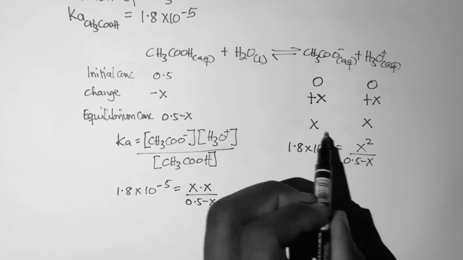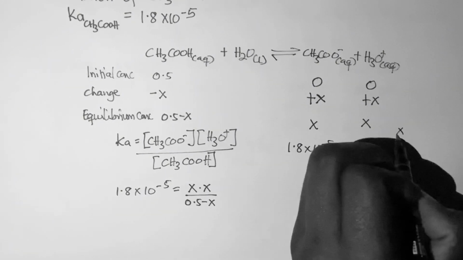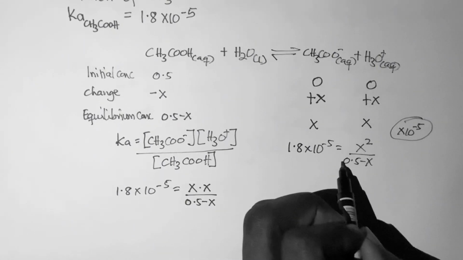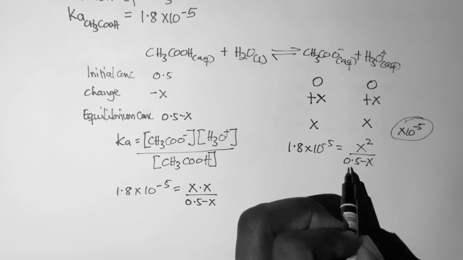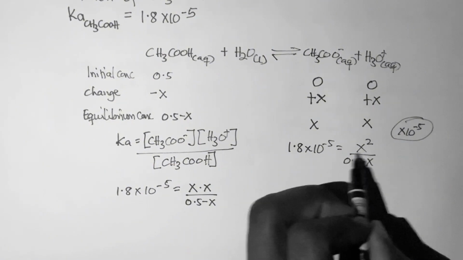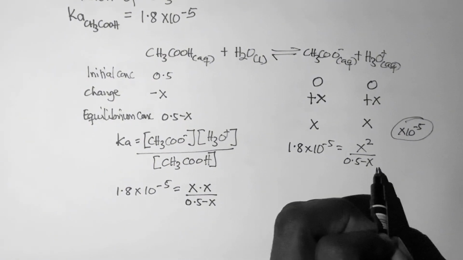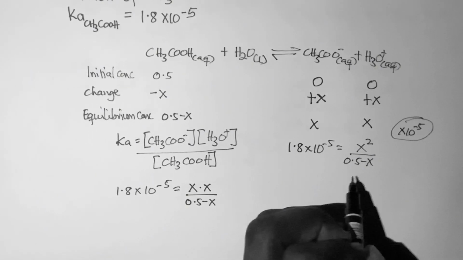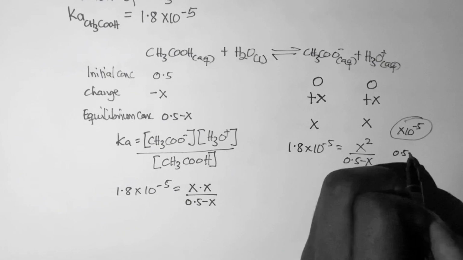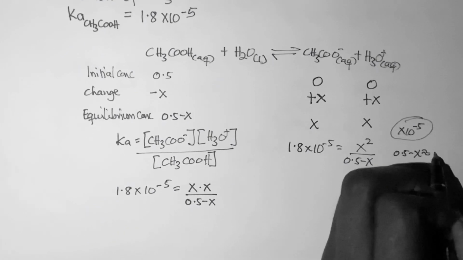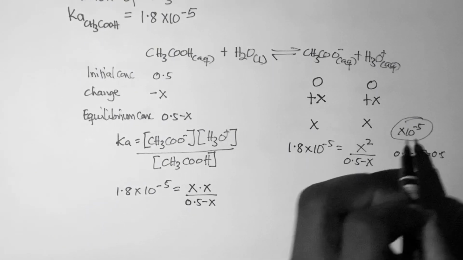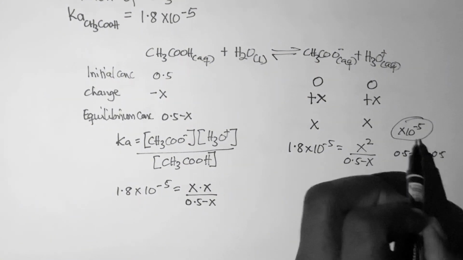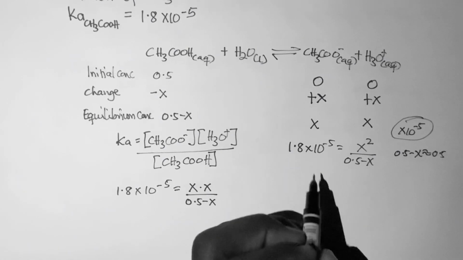Now, anytime you have a K which is times 10 exponent minus 5 or less than this value, then you can always make this approximation: the initial concentration of the acid minus the change is approximately equal to the initial concentration of the acid. So in other words, 0.5 minus X is approximately 0.5, because the Ka or Kb value is times 10 exponent minus 5 or less than that.